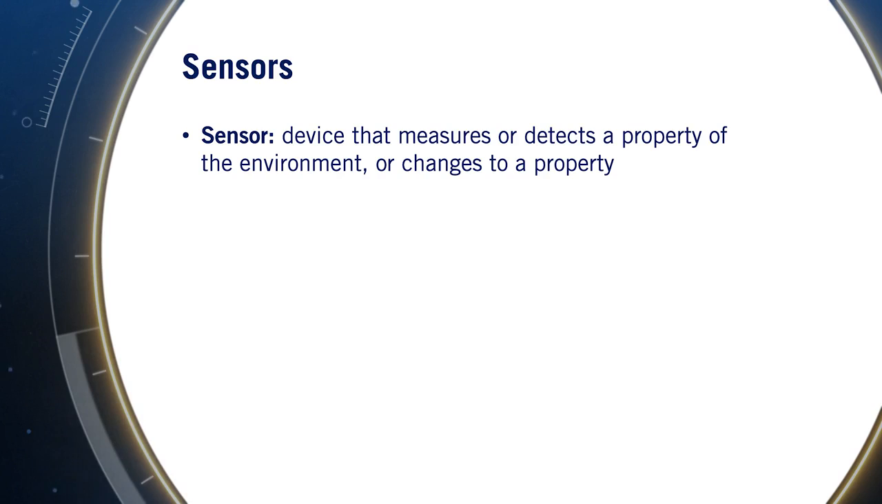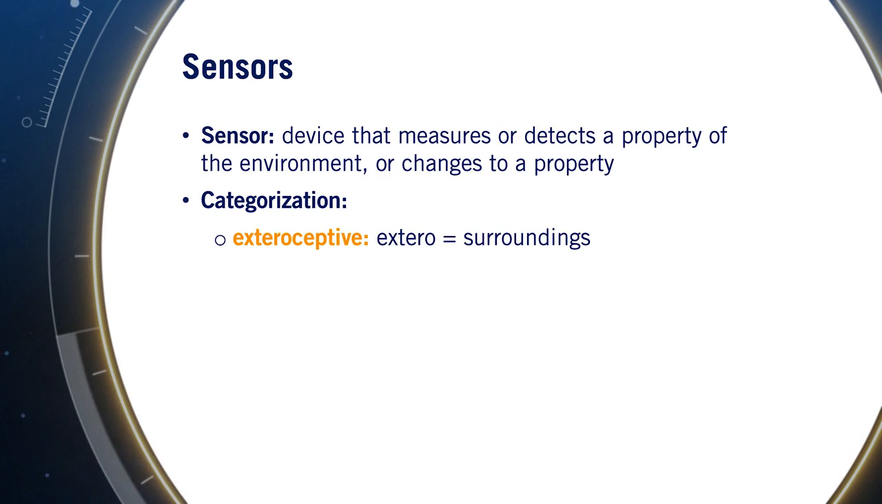So what is a sensor? A sensor is any device that measures or detects some property of the environment or changes to that property over time. Sensors are broadly categorized into two types, depending on what property they record. If they record a property of the environment, they are exteroceptive. Extero means outside or from the surroundings. On the other hand, if the sensors record a property of the ego vehicle, they are proprioceptive. Proprios means internal or one's own. Let's start by discussing common exteroceptive sensors.